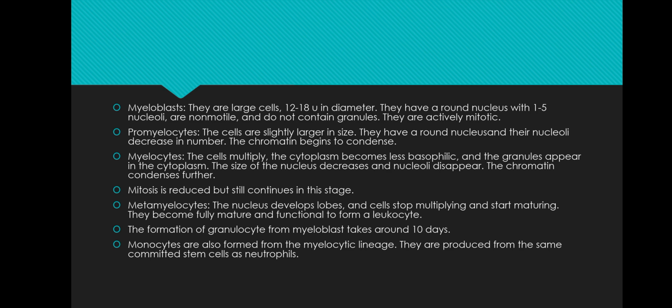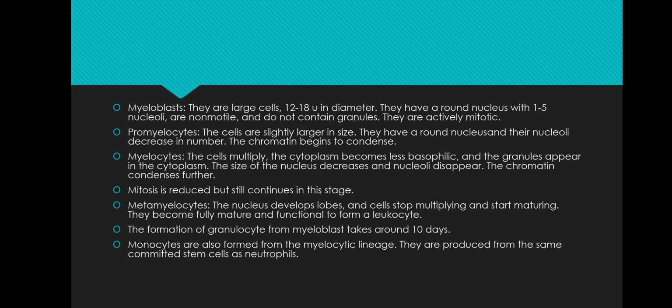Next we will see about the myelocytes. When the cells multiply, the cytoplasm becomes less basophilic, and granules appear in the cytoplasm. The size of the nucleoli decreases and they disappear, and the chromatin condenses further.